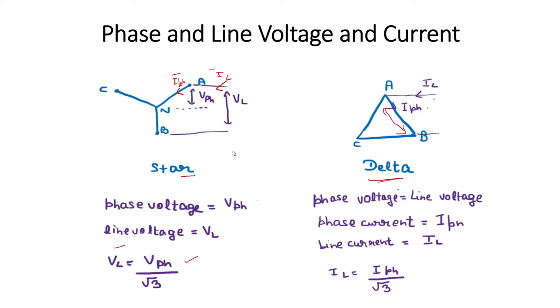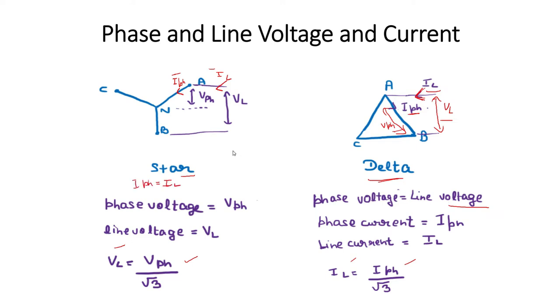Now in delta, here phase voltage is this voltage and line voltage is this, and as you can see, in delta phase voltage is equal to line voltage. And then current flowing in the line is this, and this is known as line current. And then current flowing in the conductor like this is the phase current. And you can see that these two are not equal. Line current is equal to root 3 times phase current.